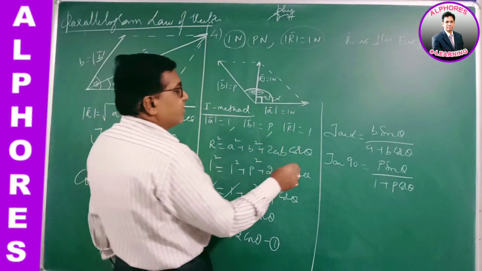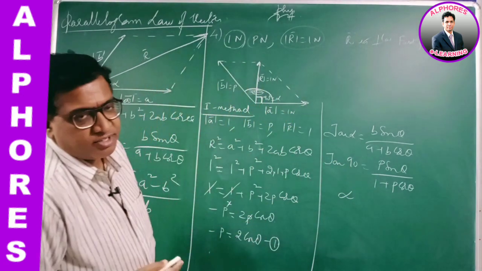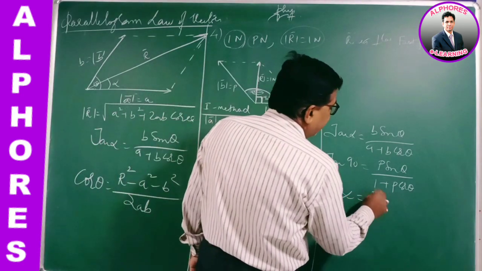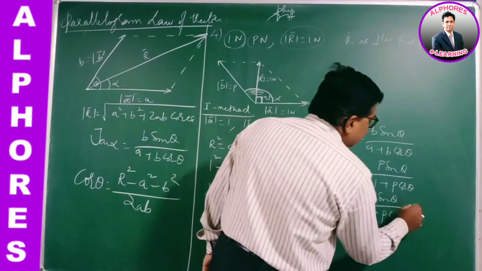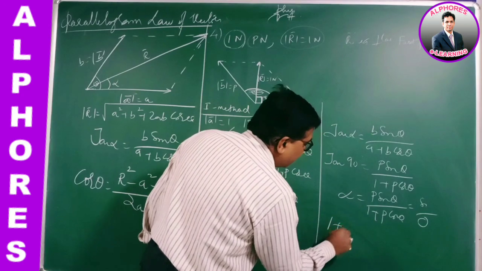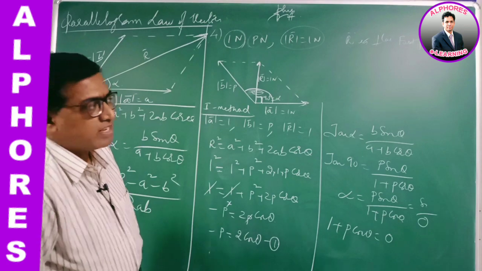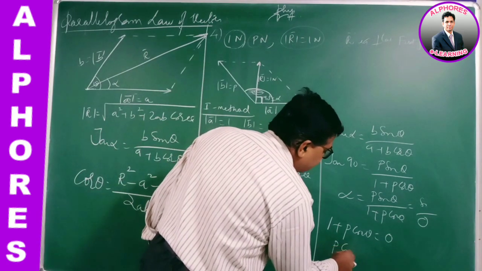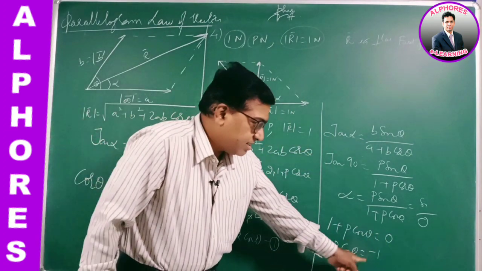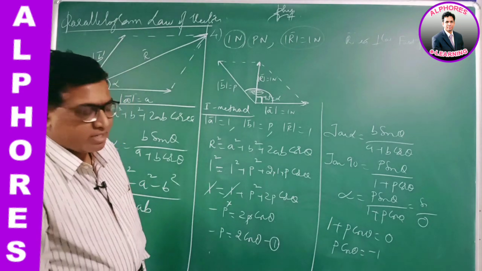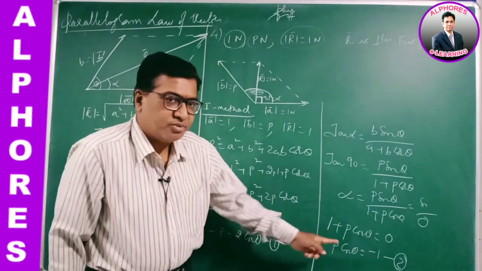So we know tan 90 is infinity. Tan 90 is undetermined. So infinity is P sin theta by 1 plus P cos theta. Infinity is something by 0, so the denominator has to be 0. So 1 plus P cos theta is equal to 0. Therefore P cos theta is minus 1, or cos theta is minus 1 by P. This is equation 2.